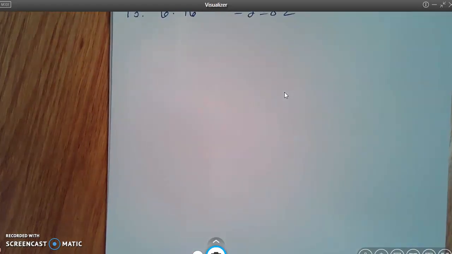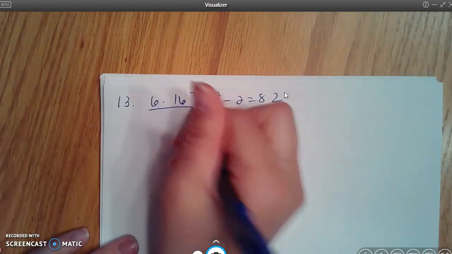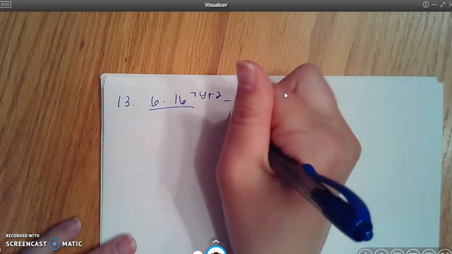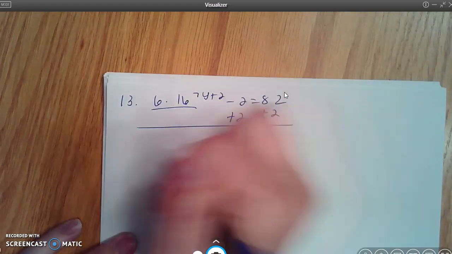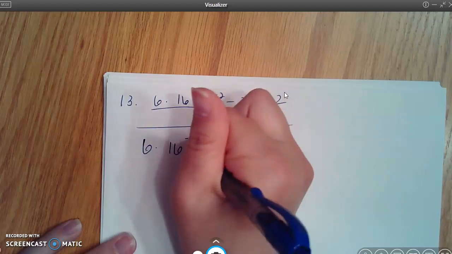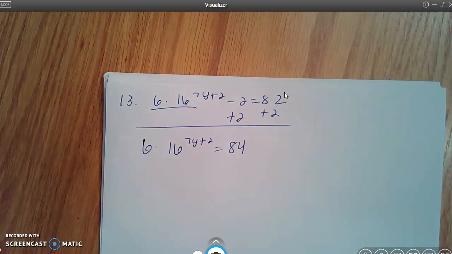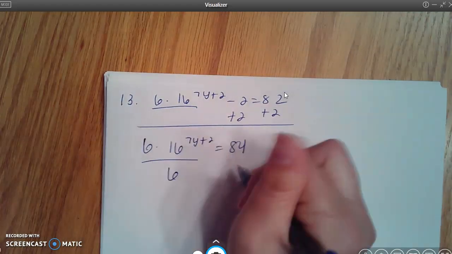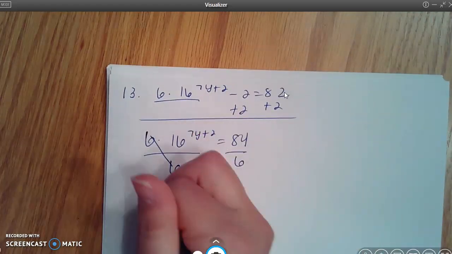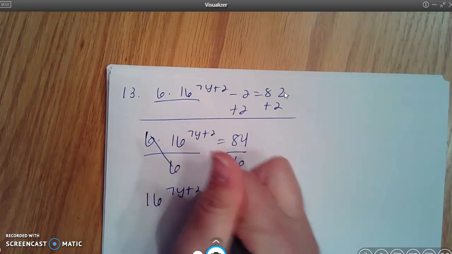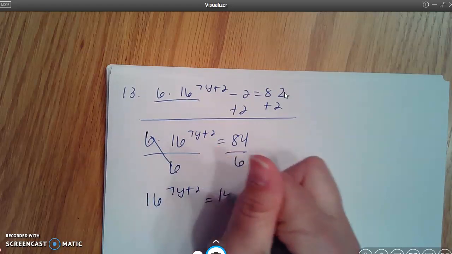Okay, so when you go to start on this one, you still need to get whatever has your exponent by itself. So we're going to get rid of a minus 2 by adding 2 to both sides. And you got 6 times 16 to the 7y plus 2 is equal to 84. So nothing different there. I need to get the 16 by itself. In order to do that, I'm going to divide by 6. You got 16 to the 7y plus 2 is equal to 14.